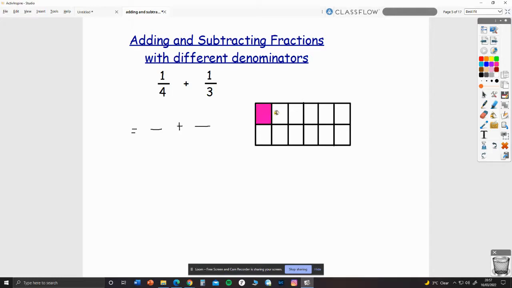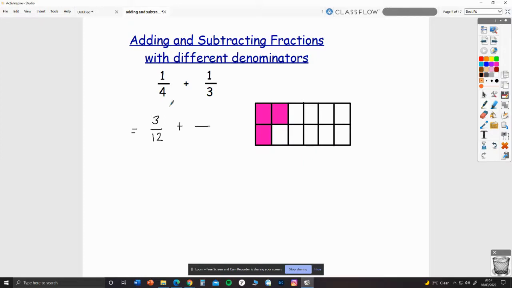A quarter of it would look like that. Sorry, that's a third. A quarter of it would look like that. That's a quarter because it's split into 4. There's 1 of them, 2, 3, 4. There's 12 blocks in total, so a quarter of them would be 3. So a quarter is the same as having 3 out of 12. And again, you don't really need the shape once you spot what's going on with the numbers.